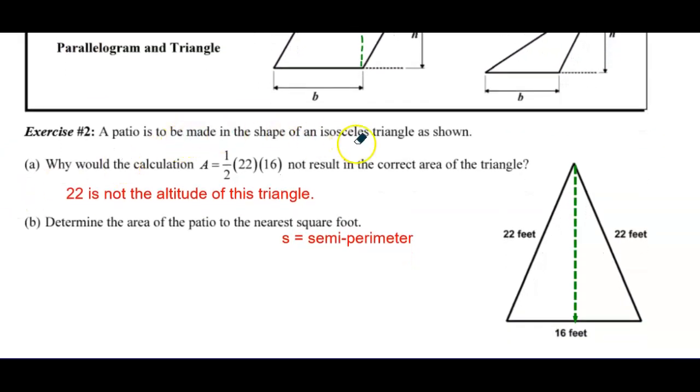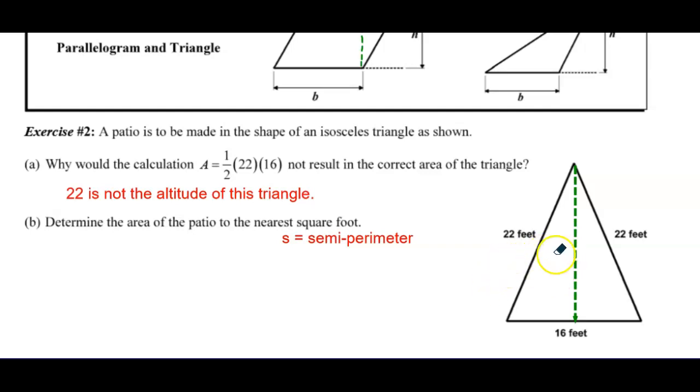A patio is to be made in the shape of an isosceles triangle. And the calculation given here is 1/2 times 22 times 16. This is a common mistake, and that's why this problem is here: sometimes students will look at the side of a triangle and just use that as the height. If it's not perpendicular to the base, then it's not the height. So the 22 is not the altitude of the triangle. That needs to be calculated another way.